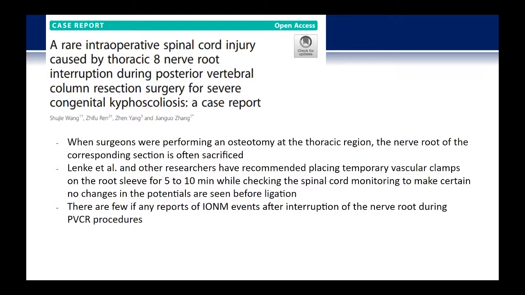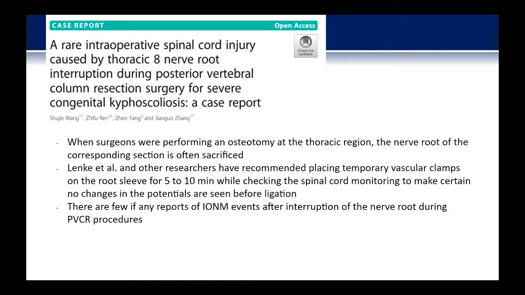So this showed a rare intraoperative spinal cord injury caused by thoracic 8 nerve root interruption during a posterior column resection, VCR. So this is just a case report, but again, it's the same level. It's a T8 nerve root, but this patient had severe kyphoscoliosis, so a little bit of a different patient. But I'll walk through this a little bit.